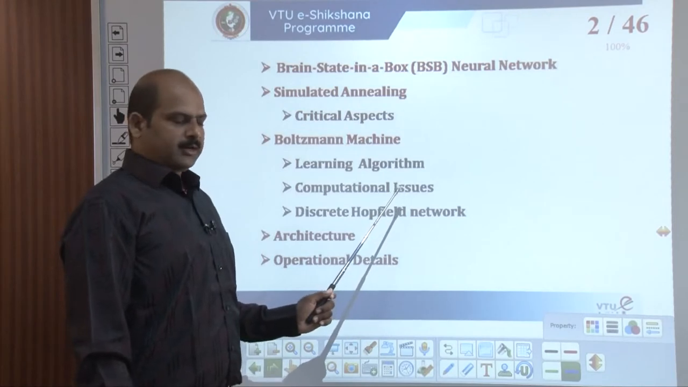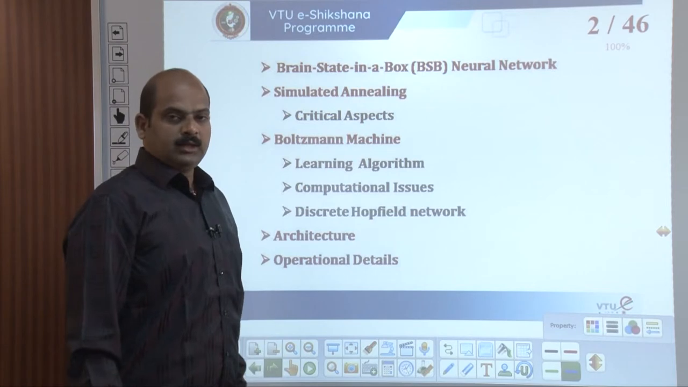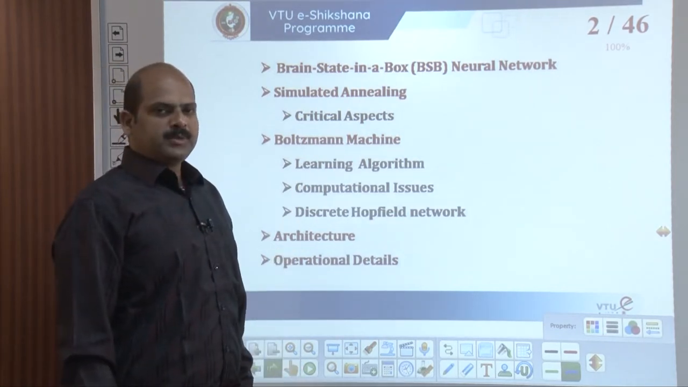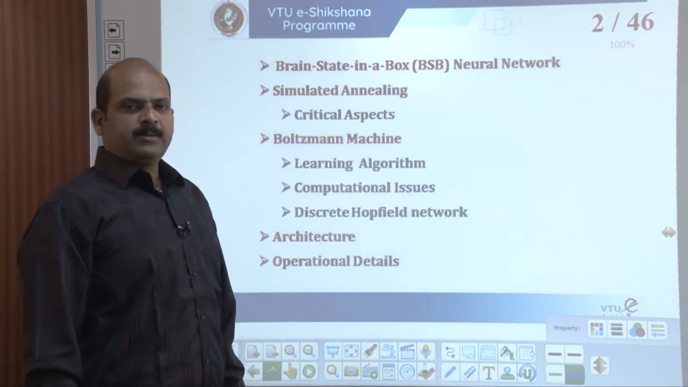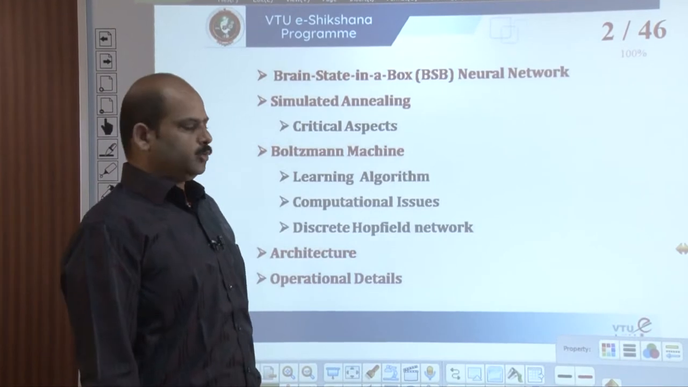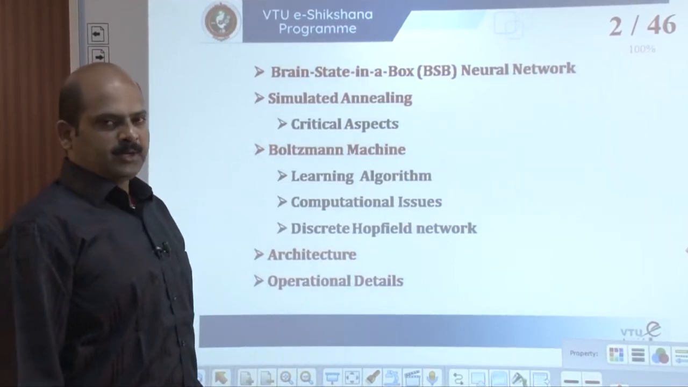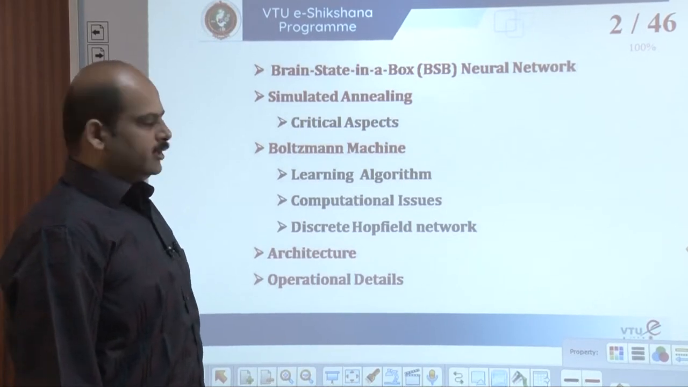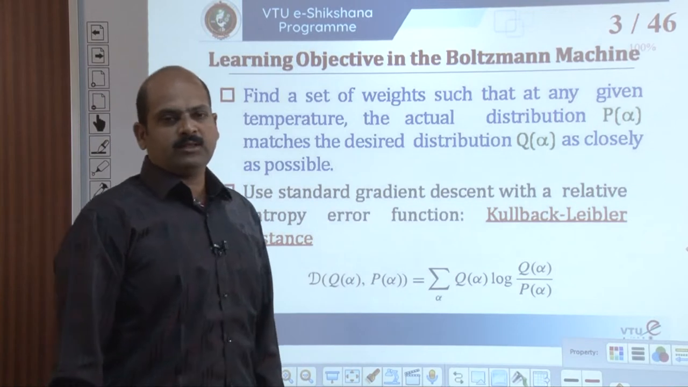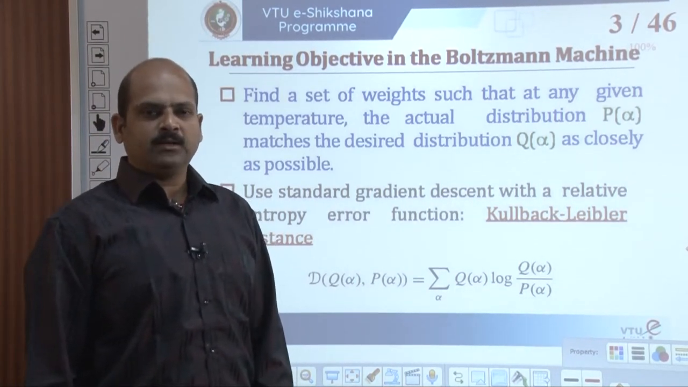Two issues we came across over there, and we took the Hopfield network in the discrete case, which is going to be dealt with the Boltzmann machine. We also saw the Hopfield network versus Boltzmann machine, and we entered into the architecture of Boltzmann machine and operational details. So in this class, we are going to continue the topic of Boltzmann machine with stochastic learning of visible state in Boltzmann machine.